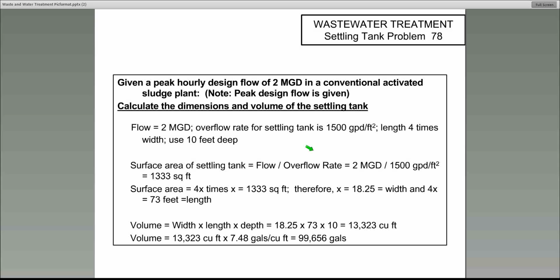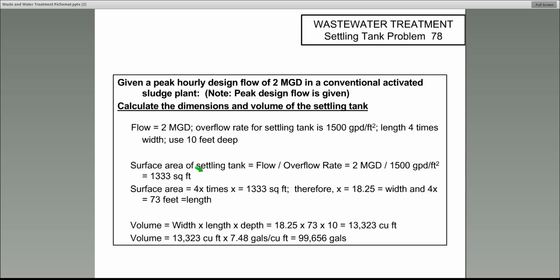So let's say you have a peak hourly design flow. Now if they say peak flow, 2 MGD, then you don't have to multiply by a peak factor if they give you the peak flow. So watch for that in a problem. If they say peak, you don't have to; if they say average flow, then you're going to have to come up with a peak flow using that chart that I gave you or the formula, or they may give you the peak flow. So the flow equals 2 MGD, the overflow rate is 1,500, and the length is 4 times the width. We're going to use 10 feet deep.